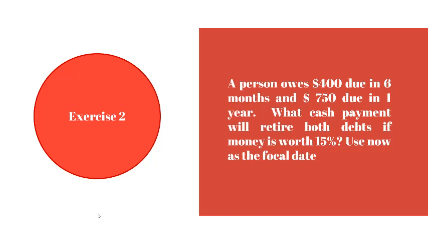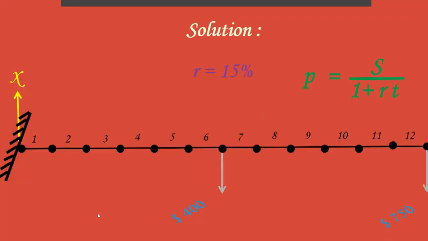In the first exercise, the focal date lies after the maturity dates of old and new obligations. In this example, we are required to use now as the focal date to get the cash payment that will retire both debts. We know that the value of all the old debts equals the value of the new debts. We must draw the timeline.